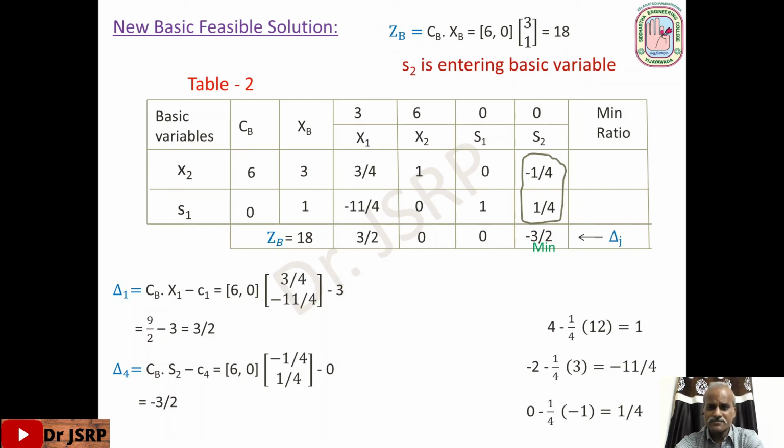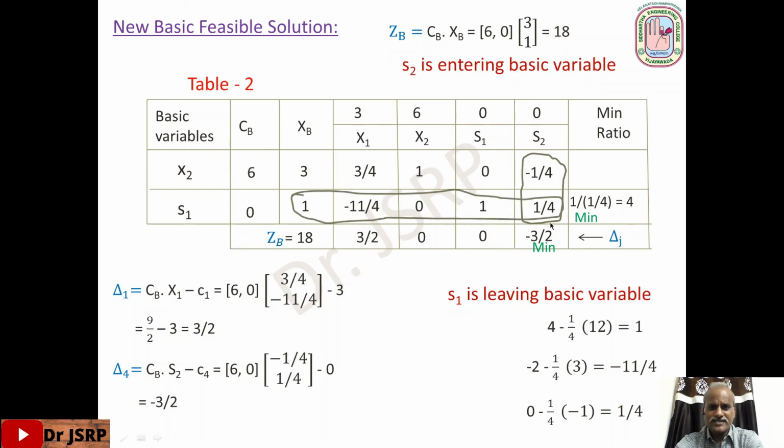Okay. Now find the minimum ratios. So here the first one is a negative value. So you need not consider this ratio. So leave this first ratio. The second entry is positive. Consider this ratio 1 by 4, that is 4. So we have only one ratio, itself the minimum ratio. Okay. So the corresponding variable S1 is the leaving basic variable. Okay. So circle this row. So S2 is the entering basic variable. S1 is the leaving basic variable. In the next solution, S1 is replaced by S2.